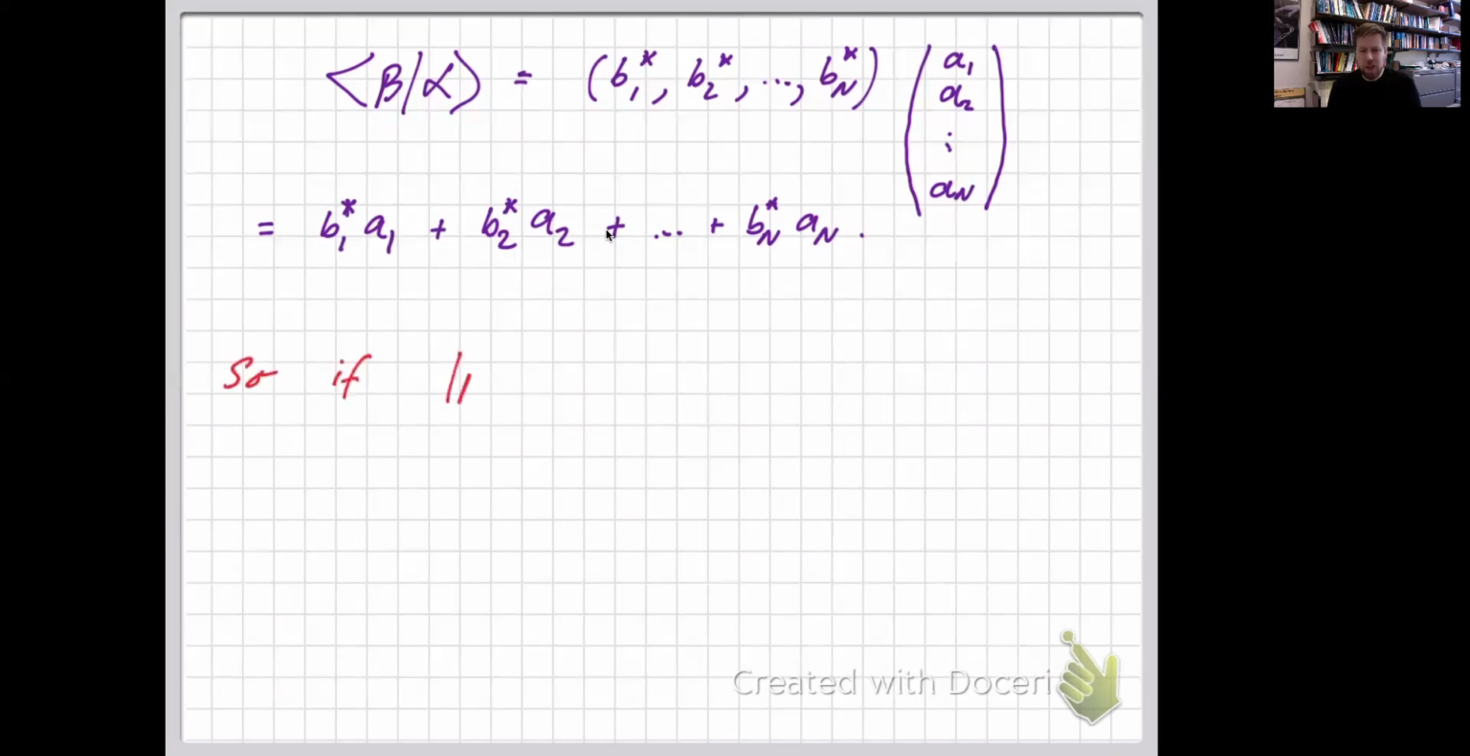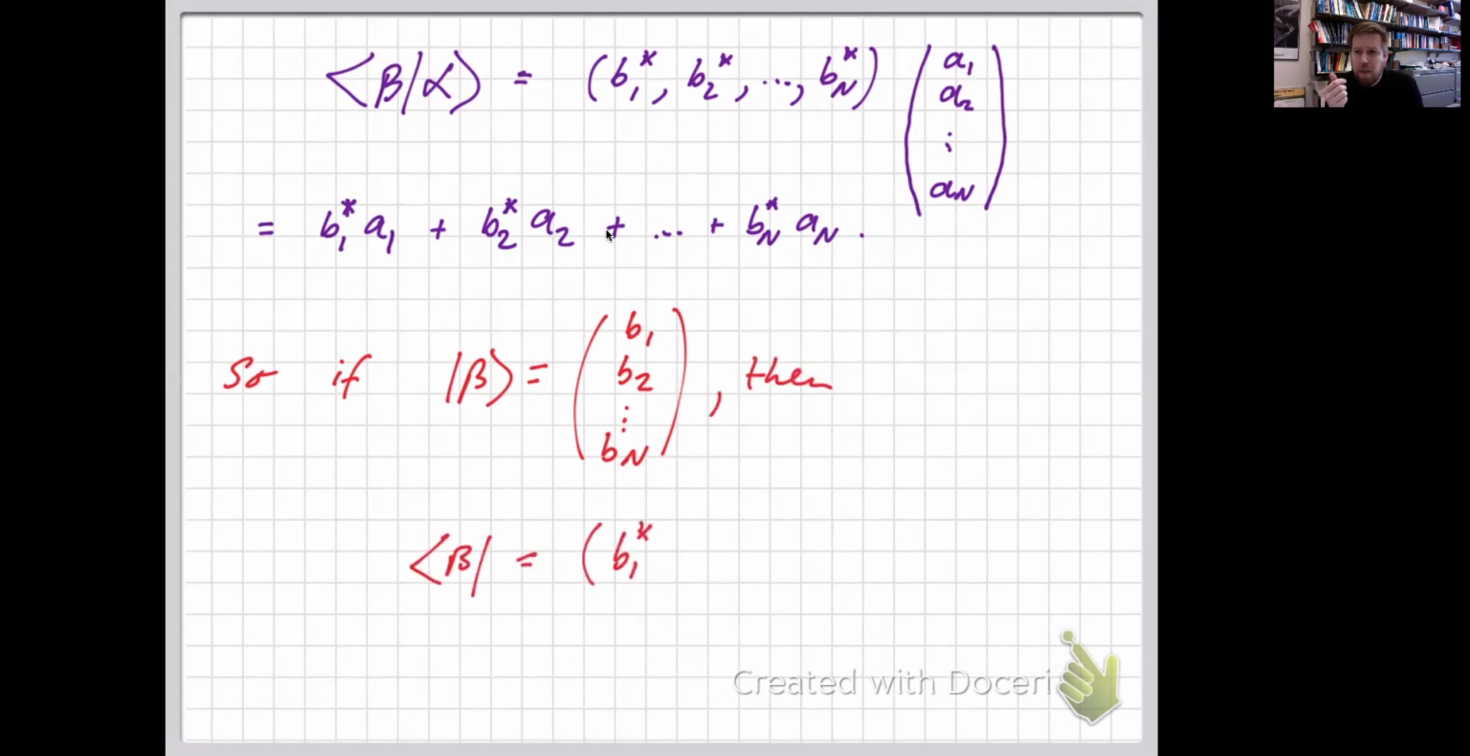Okay, so what we can say is that if beta is represented by a column vector with entries B1, B2 all the way down to Bn, then the corresponding beta bra vector is represented by a row vector where the entries are all starred, complex conjugated. Okay, so that is the rule. Here I'm using equal signs now because for a purist it should be an arrow, but oftentimes in quantum mechanics we'll just use the equal sign here.